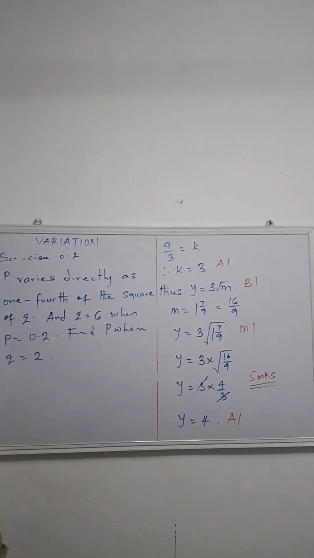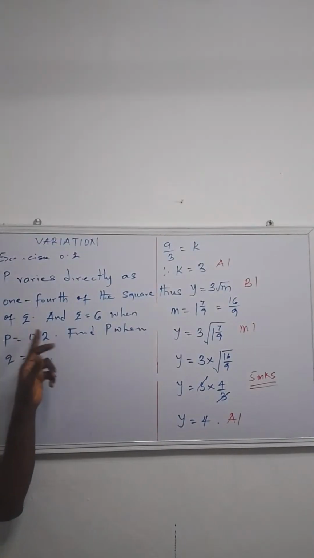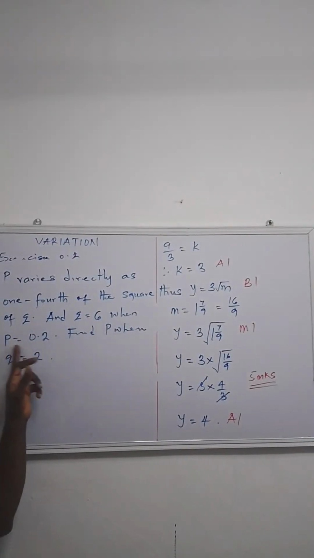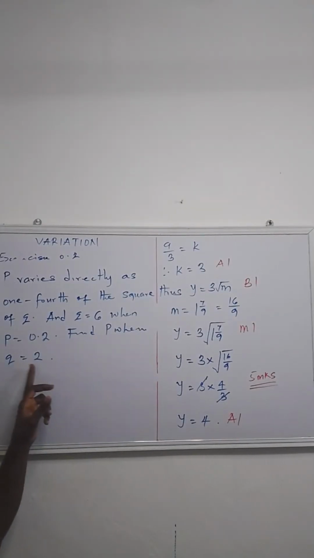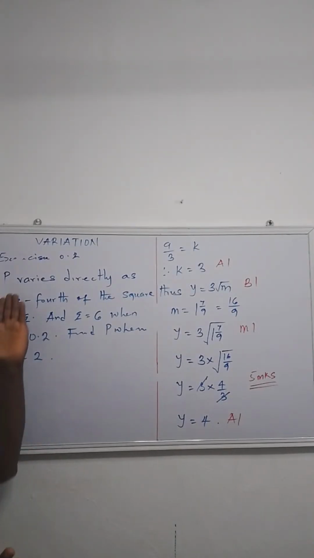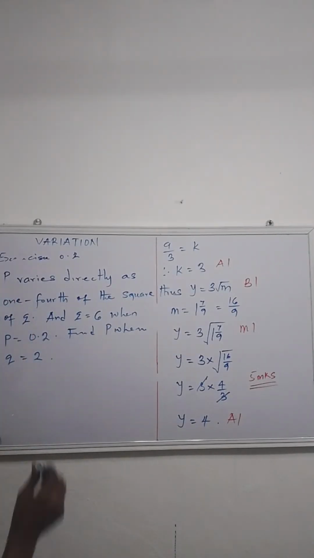All right, so let's look at this question. How do we solve this question? Now we have P varies directly as 1/4 of the square of Q, and Q is 6 when P is 0.2. Find P when Q is 2. So how do you solve this type of problem? Okay, so now let's come here. Solution.